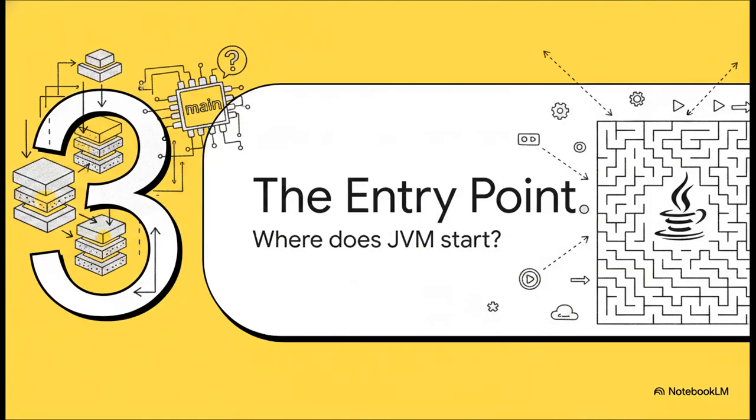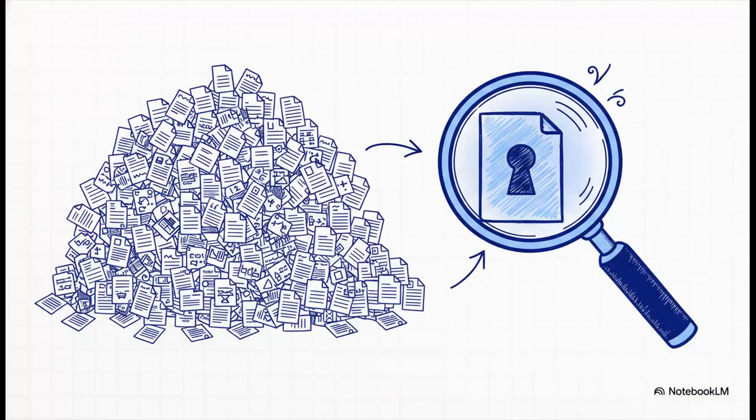Section 3. Finding the entry point. Or, how does the JVM even know where to start? Imagine you're building a massive application, right?